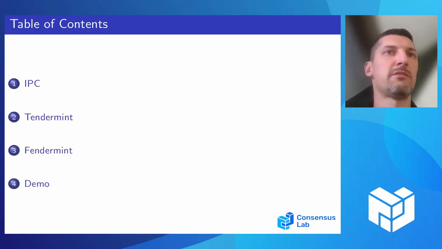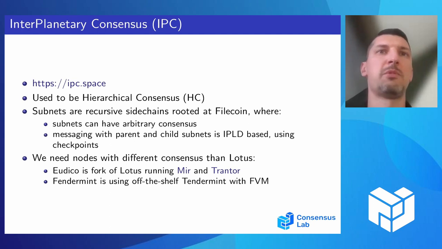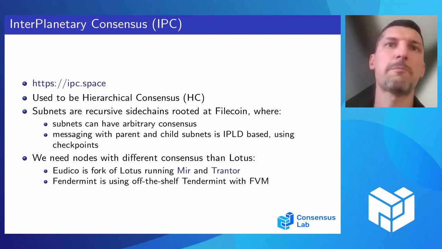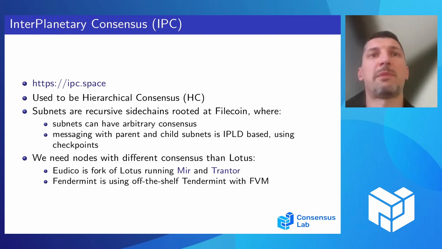So this is part of the interplanetary consensus, or what used to be the hierarchical consensus effort, which is kind of recursive sidechains organized under the Filecoin rootnet. And because we can't use the same consensus as expected consensus, because, you know, storage, you shouldn't be reusing it, I suppose, we need a different consensus.